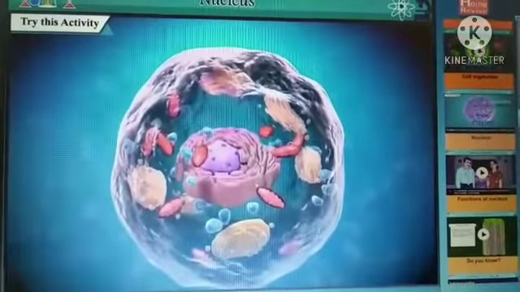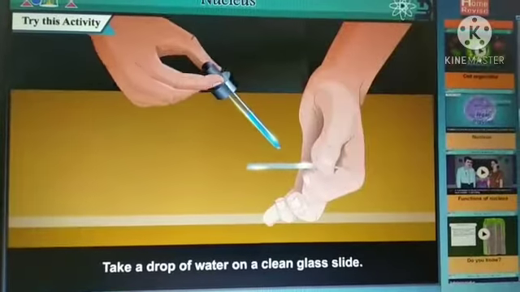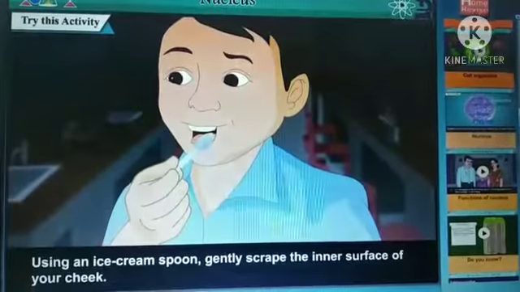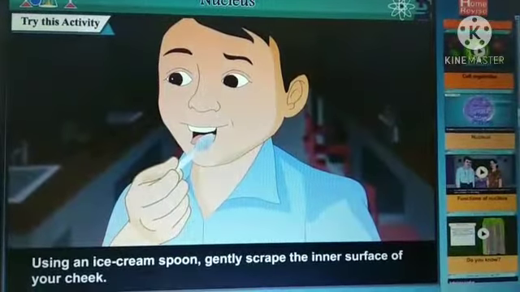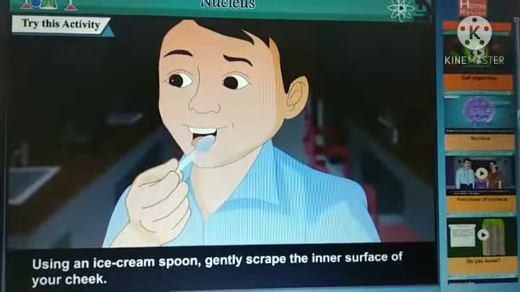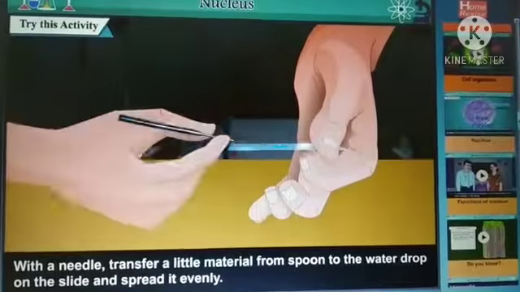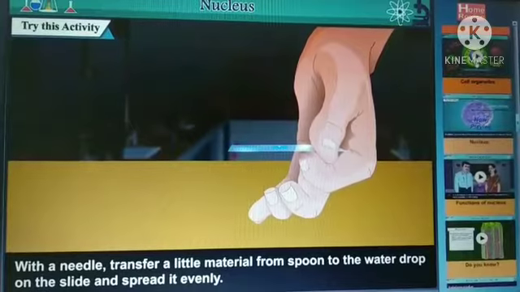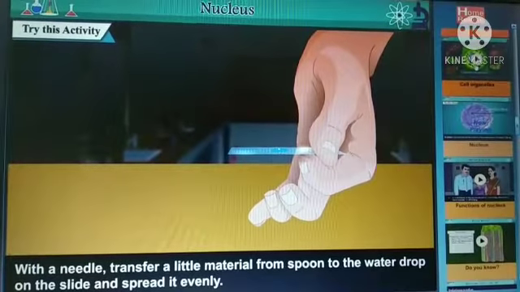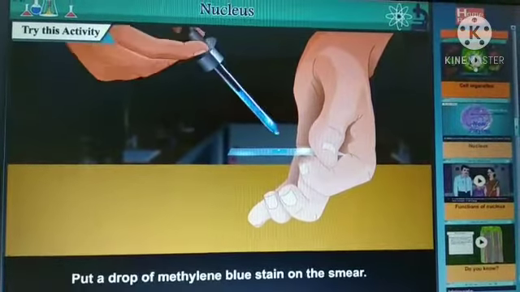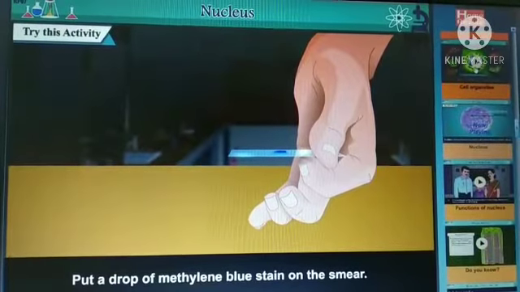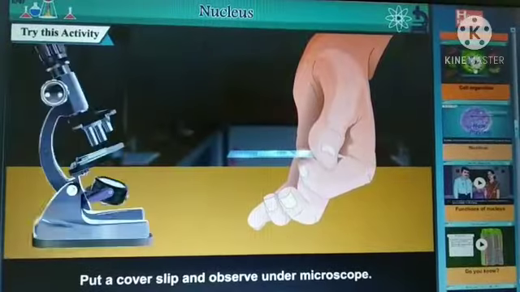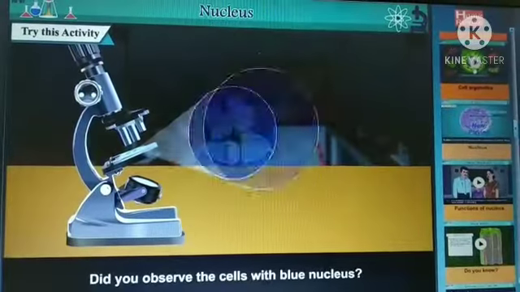Nucleus. Try this activity. Take a drop of water on a clean glass slide. Using an ice cream spoon, gently scrape the inner surface of your cheek. With a needle, transfer a little material from spoon to the water drop on the slide and spread it evenly. Put a drop of methylene blue stain on the smear. Put a cover slip and observe under microscope.